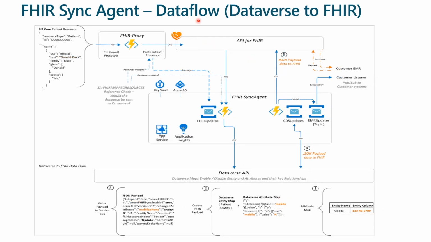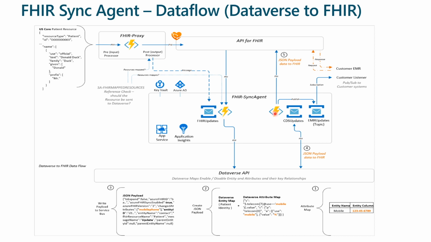FHIR Sync Agent data flow from Dataverse to FHIR. This flow depicts how a Dataverse change propagates to FHIR. When a change is made on a Dataverse table for a field that has the attribute mapping defined and for the entity enabled for the sync, that change would be converted to a JSON payload based on the mapping defined, and that JSON message would be posted to the CDS updates queue.